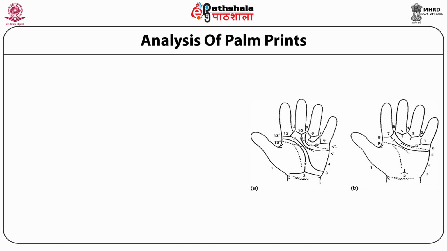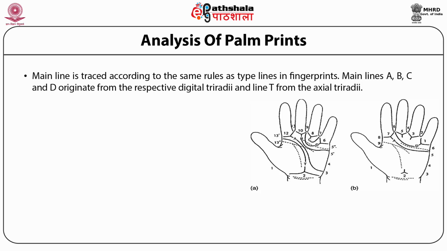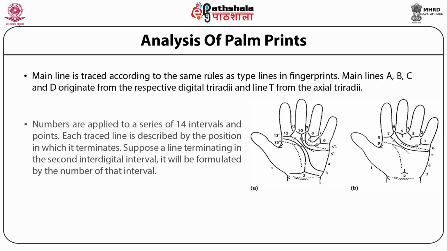Now I will tell you how to calculate the main line formula. A main line is traced according to the same rule as type lines in fingerprints. Main lines A, B, C and D originate from the respective digital tri-radii, and line T from the axial tri-radius. Numbers are applied to a series of 14 intervals and points. Each traced line is described by the position in which it terminates.